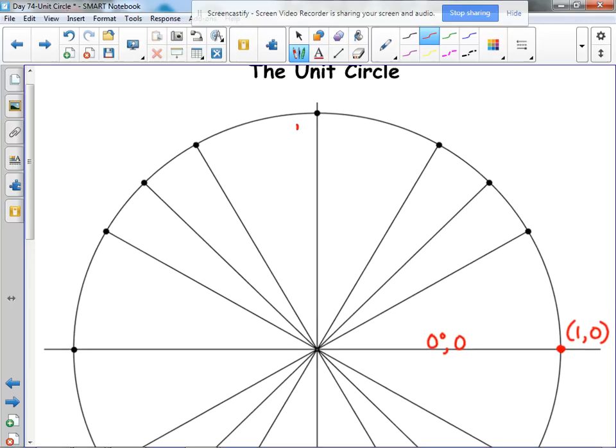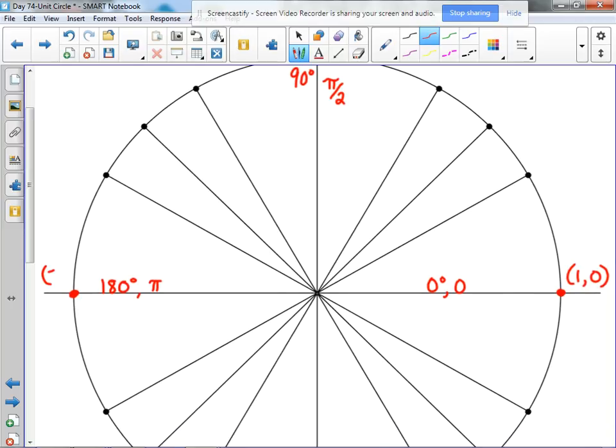Okay, right here we have 90 degrees up here at the top, and that is pi over 2 radians. This point is the point (0, 1). This point over here on the left is 180 degrees. It's half of our circle. That is pi radians, and that is the point (-1, 0).